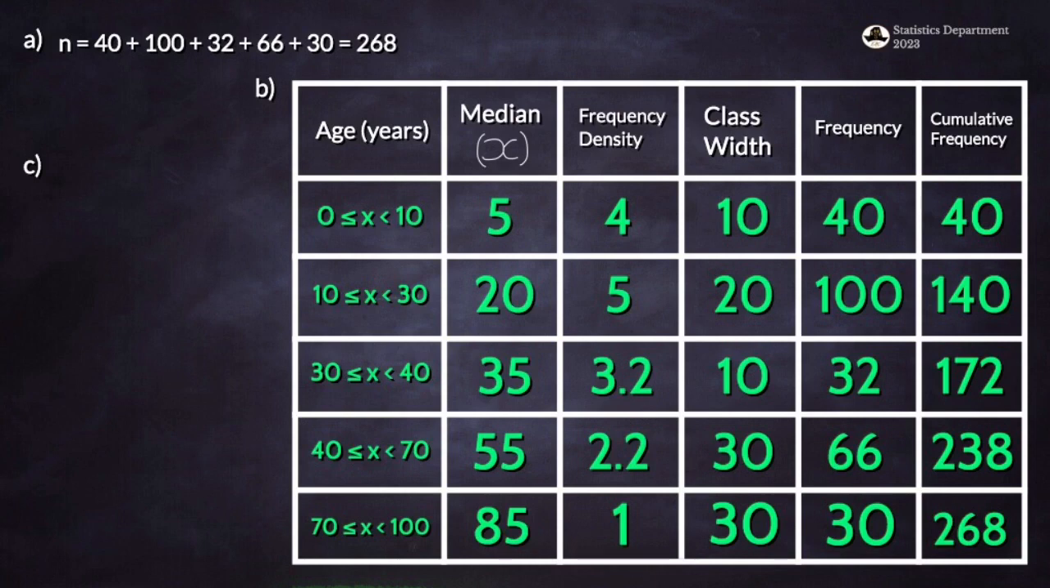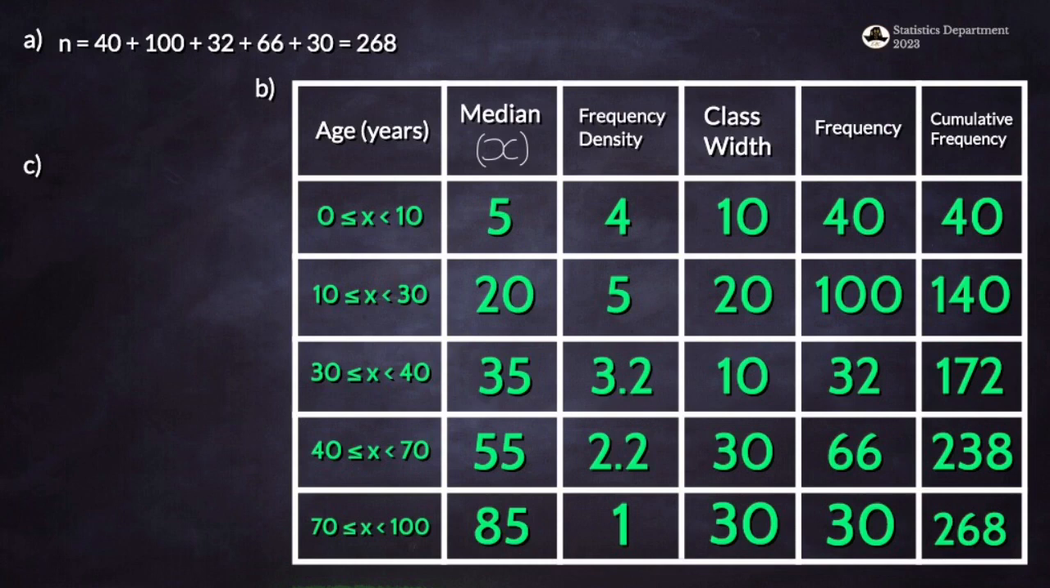Okay, so the total number of people who visit, remember frequency represents the amount of occurrences. So it's basically the number of people. If we add the frequencies, we then get 268. That's the total number of people. So we have 40 people in the first range of ages from 0 to 10. And then from 10 to 30, we have 100 people. From 30 to 40 years, we have 32 people. From 40 to 70, we have 66 people. That's basically how we do it, and on and on.